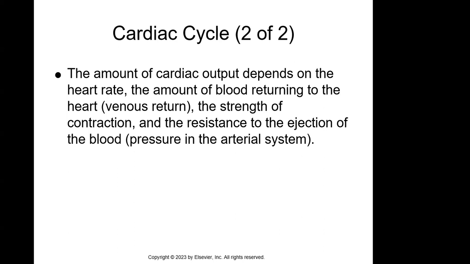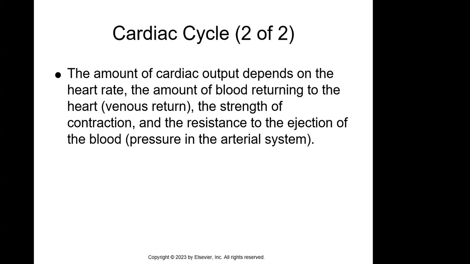So cardiac output depends on the heart rate, again, how fast the heart is beating per minute, the amount of blood that is returning to the heart, that's the venous return, and then the strength of the contraction. How strong is the heart beating? The other thing that determines the cardiac cycle and the cardiac output is the resistance to the ejection of blood, the pressure in the arterial system.